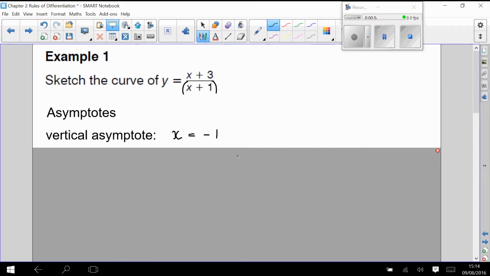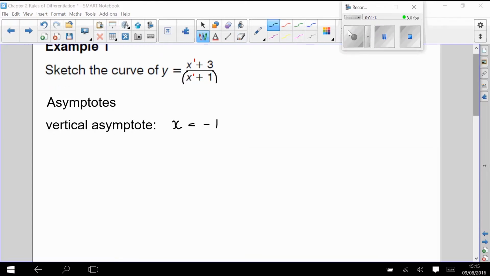The next thing that I notice is that the degree of the variable in the denominator is equal to the degree of the variable in the numerator. And that means that I should be able to find a horizontal asymptote by looking at the limit as x tends to infinity. So you'll remember that if I do the limit as x tends to infinity, I divide both the numerator terms and the denominator terms by the highest degree of x that I found in the denominator.